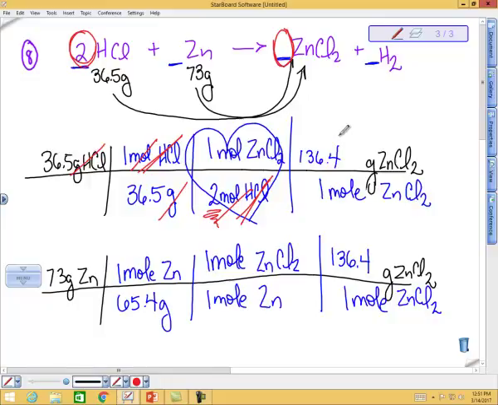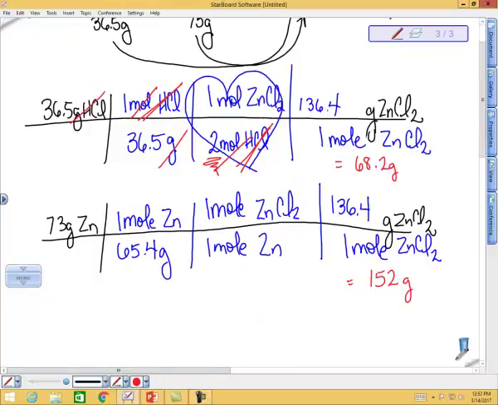Change that mole to mass. Okay, same process down here. All right, go ahead and take a calculator and let's see what answers you get. All right, you guys, so you have two answers. What is the maximum you can make in this problem? Yeah, it's the lesser amount. So the 68.2 grams is the maximum amount of zinc chloride that you can make.